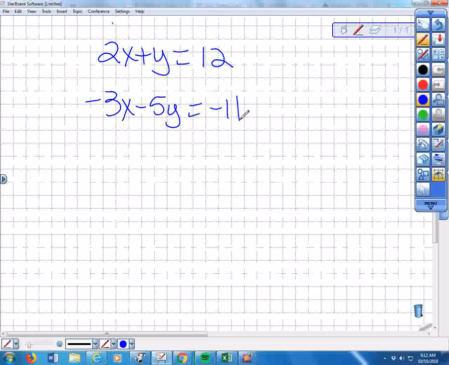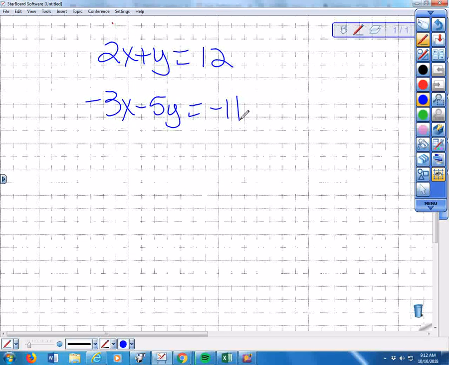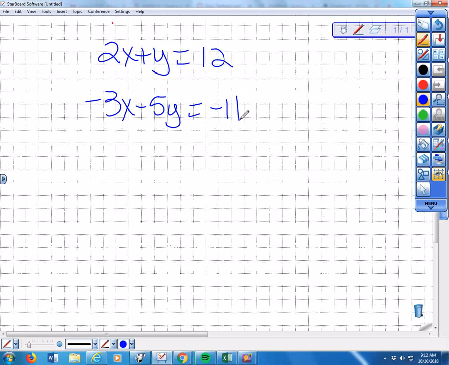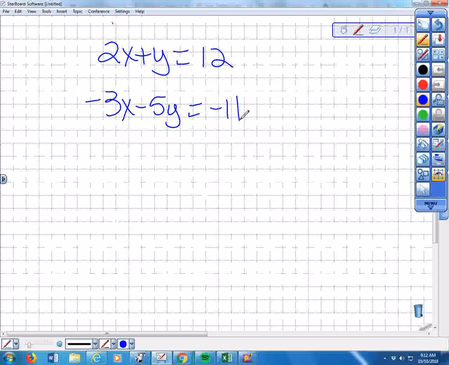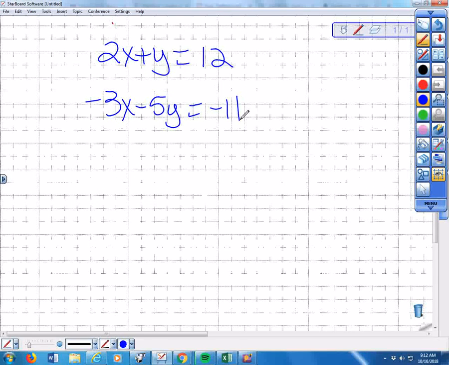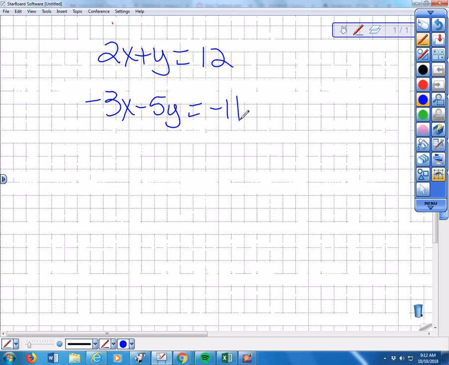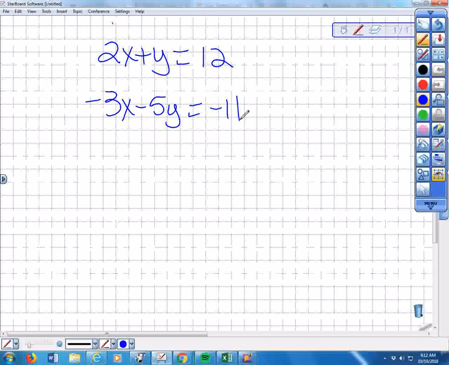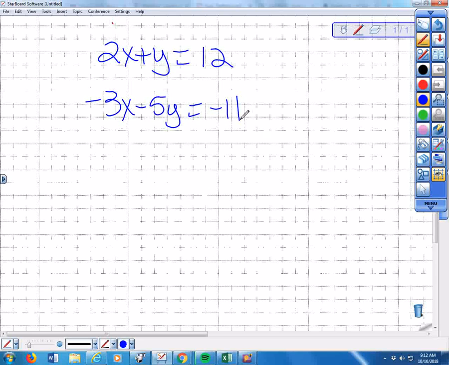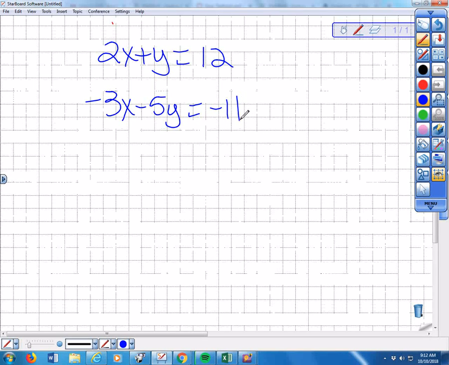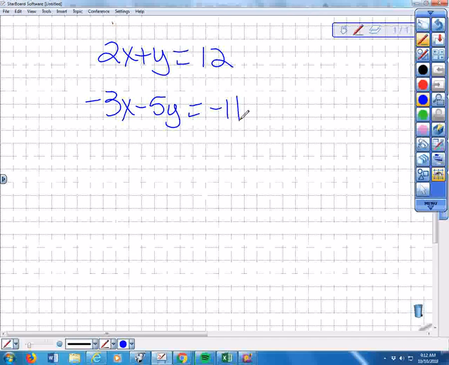So when I see a problem like this, using the substitution method, I know my goal is to solve for one variable in one of the equations. So I'm going to pick the easiest one to solve for. What would that be? That first equation, and what would I try and solve for? You said x, you said y. What do you guys think? You'd say y?